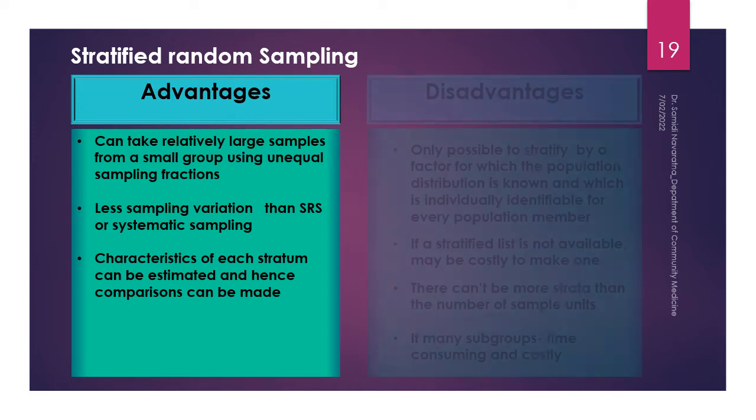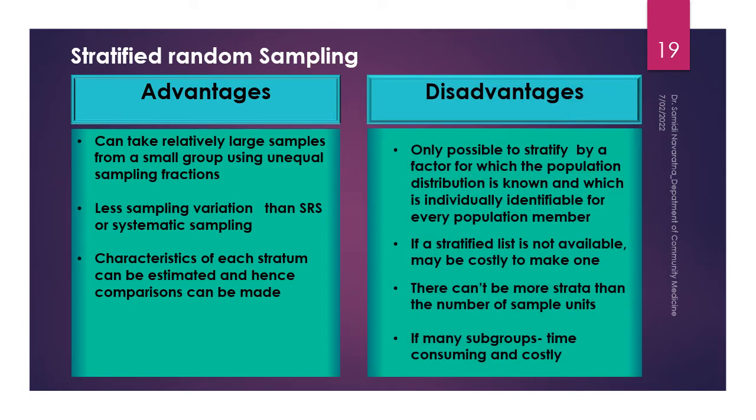So what are the disadvantages then? We can only stratify by a known factor, right?